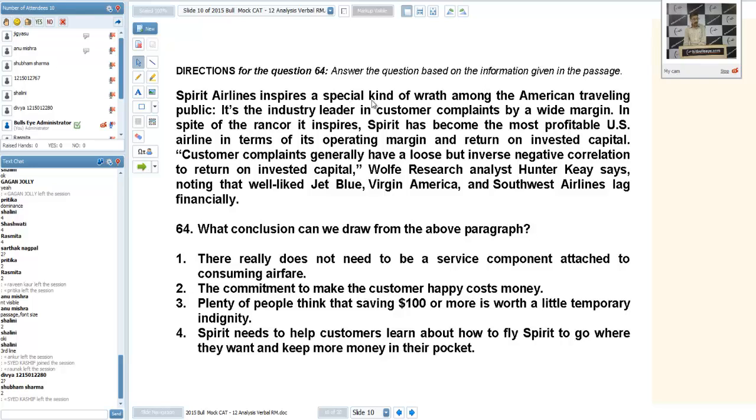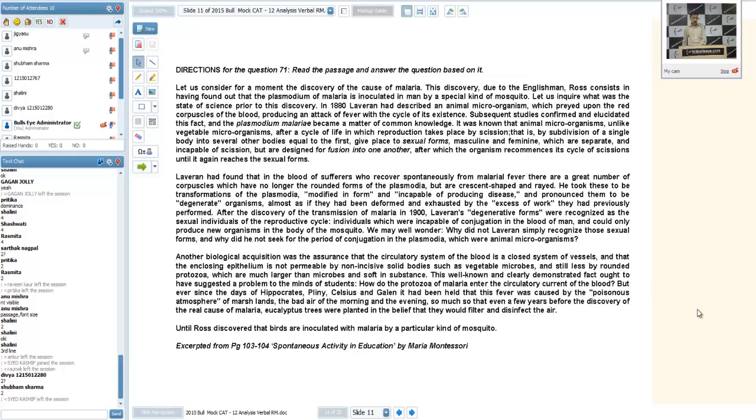So that's why they invite wrath, anger. People are not happy, but still the company is profitable. That means the company doesn't invest in making customers happy. Rather, they are more worried about their operating margins. Therefore, the second one is the answer.